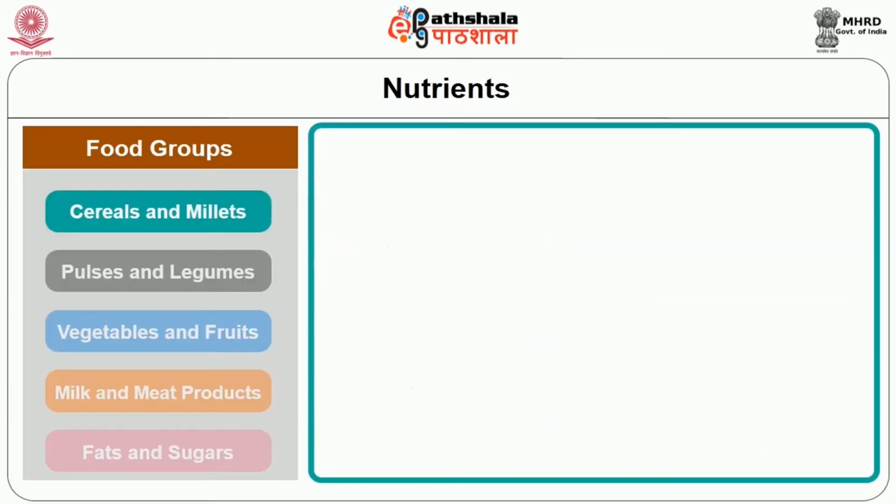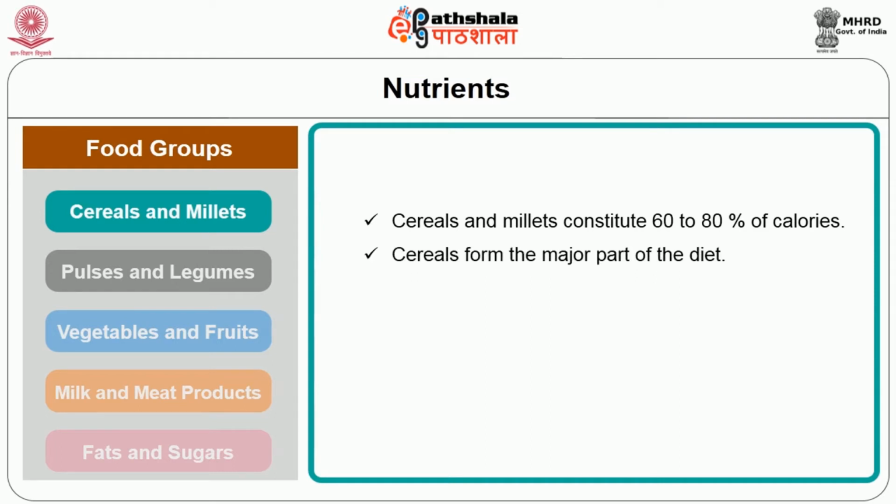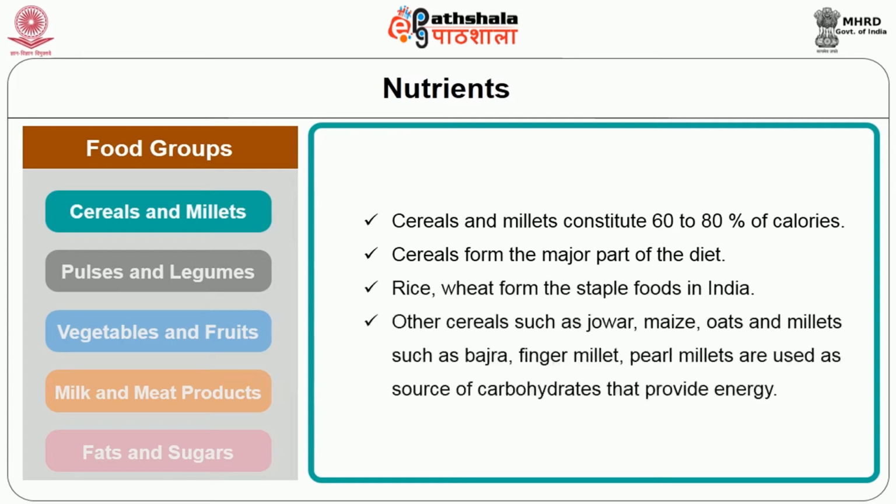The number 1 is cereals and millets. The cereals and millets constitute about 60 to 80% of calories in a daily diet. Cereals form a major part of the diet. Rice and wheat form the major staple foods in India, as we have rice in the southern parts. The northern parts of the country have wheat as their staple food, and these contribute to the major proportion of the nutrients required in the body.